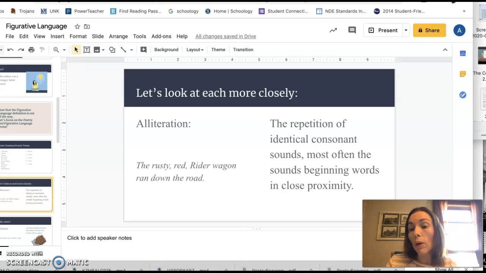And we see that a lot with tongue twisters. Peter Piper picked a peck of pickled peppers, you know? Well, alliteration is simply the repetition of an identical consonant sound. And it's usually the beginning of words and they're close in proximity. So the rusty red rider wagon ran down the road. Okay? Which could also be onomatopoeia if you were saying the pickup started. But in this case, that R sound is repeated. It's the identical consonant sound.